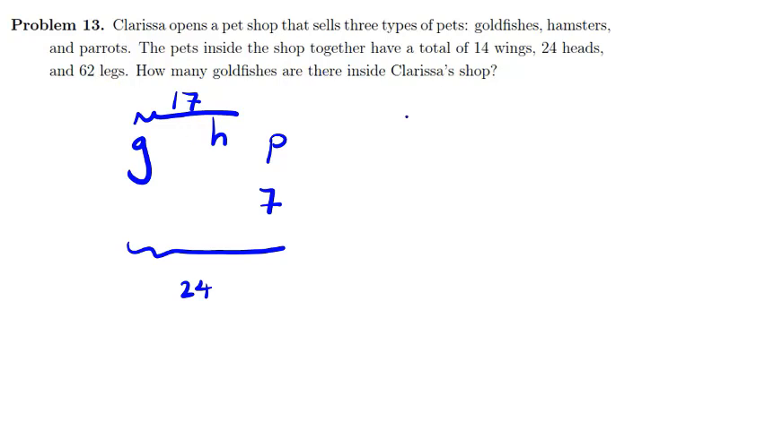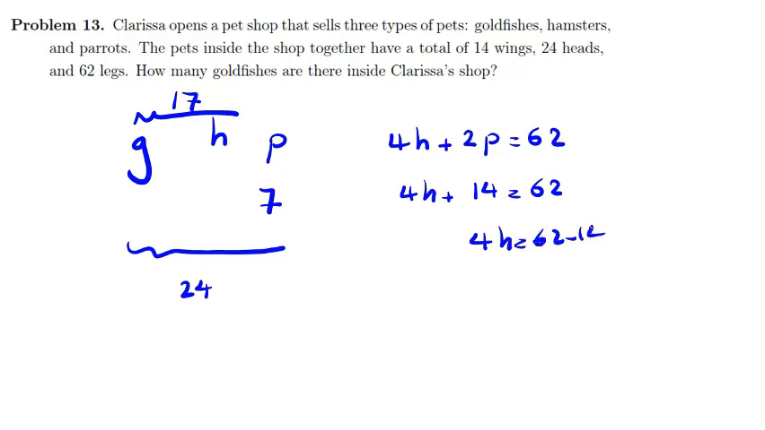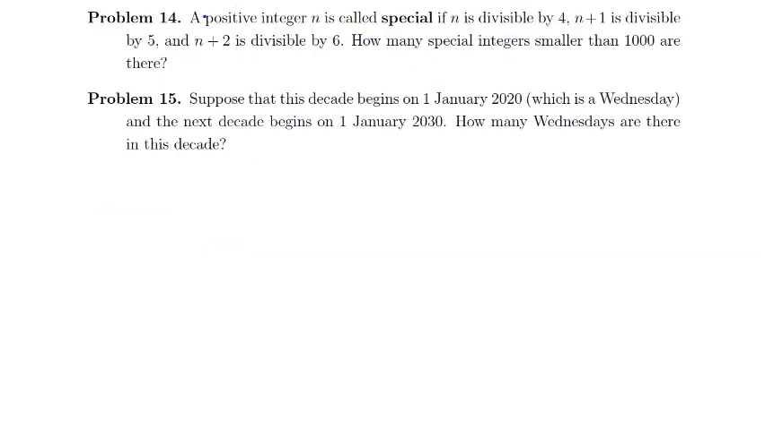Okay, so for the number of legs, 62, we can say 4 times hamster, 4 legs, and each parrot has 2 legs, so 4h plus 2p equals 62, so 4h plus 14 equals 62, so 4h equals 62 minus 14, which equals 48. So h equals 12. If we replace here, 17 minus 12 is 5. So the number of goldfishes will be 5. The answer is 5.